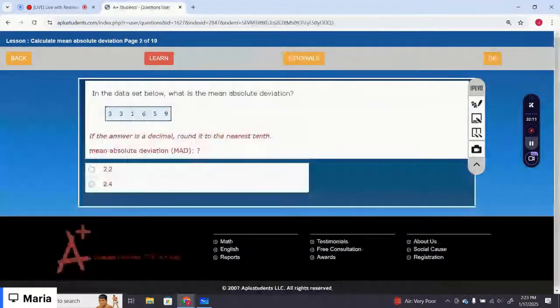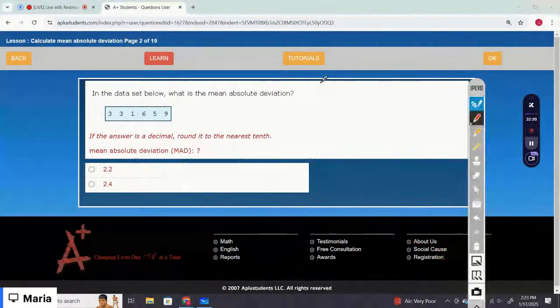That is 2.1. In the data set below, what is the mean absolute deviation? Let's just add them, calculate the mean first. That is x bar, but do the calculations very carefully. 3 plus 3 plus 1 plus 6 plus 5 plus 9, that is 27. 27 divided by 6 is 4.5.